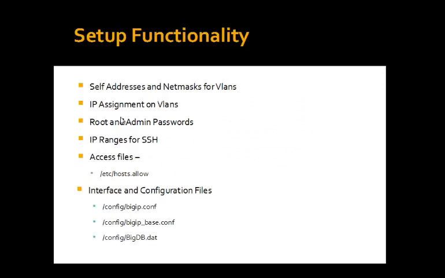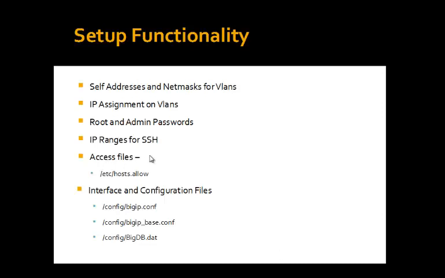Alright, setup and functionality. Let's take a look at self-addresses, net masks for VLANs. Let's take a look at that here via the GUI tool, via the setup options. You also have IP assignments on VLANs, the root and admin passwords. We're going to look at changing and setting up those. You can set up IP ranges for SSH. Again, if you want to limit your availability or functionality for the F5 based on a specific IP, we'll take a look at those as far as how that comes in, and how I can set that up.